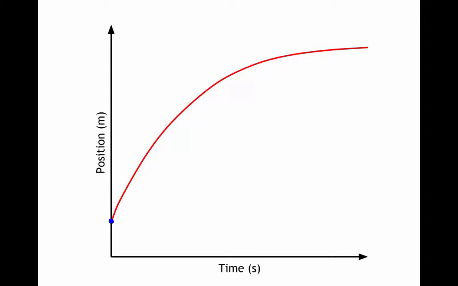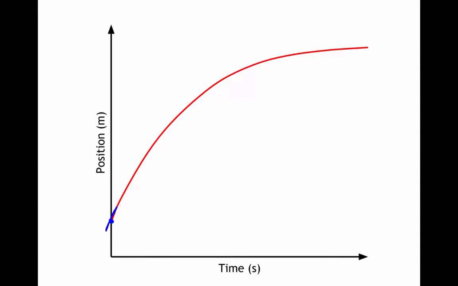So if I want to talk about the speed of the object and how fast it's moving and whether it's speeding up or slowing down, I can see that the entire time the slope is positive, so it must be moving in the positive direction. Because it's nonlinear, I know it must be speeding up or slowing down because it can't be moving at a constant velocity if the slope is not constant. So let's look at the slope at the beginning.